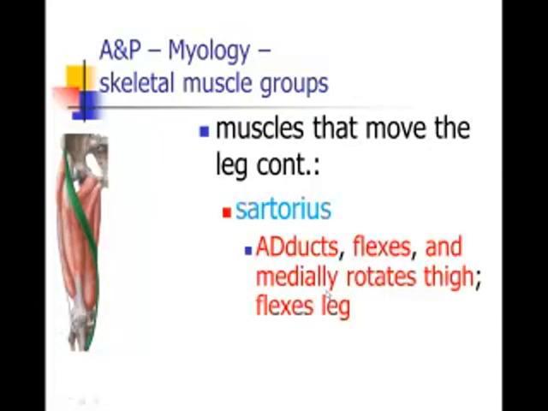Sartorius is an interesting muscle. Sartorius is sometimes referred to as the tailor's muscle. It's the longest muscle in the human body, and it has 5 functions. It's going to flex and laterally rotate the thigh, and it flexes the leg. And I put that it's an adductor, but that's not right. It's an abductor, so I will have to correct that. I'm sorry about that. So you should put right here abduct, not adduct.